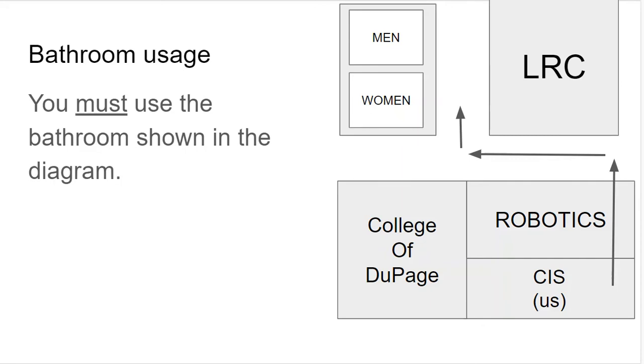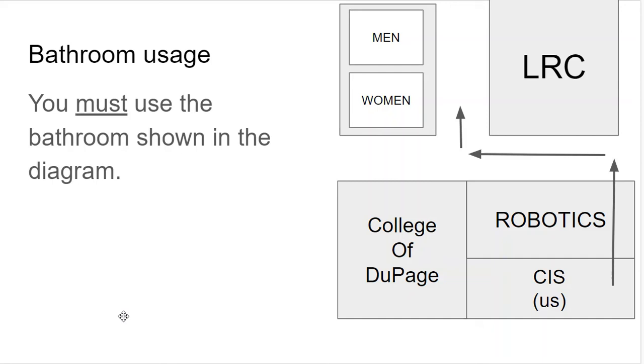There is a specific bathroom that you have to use. Every program has a specific bathroom. Again, this is part of COVID-19 safety procedures. We can't have people all using one bathroom and now there's 20 people in there. It's just, again, a safety issue.